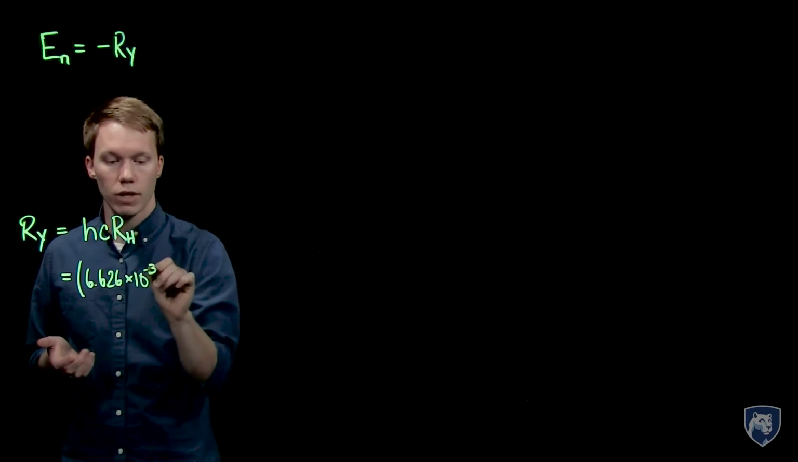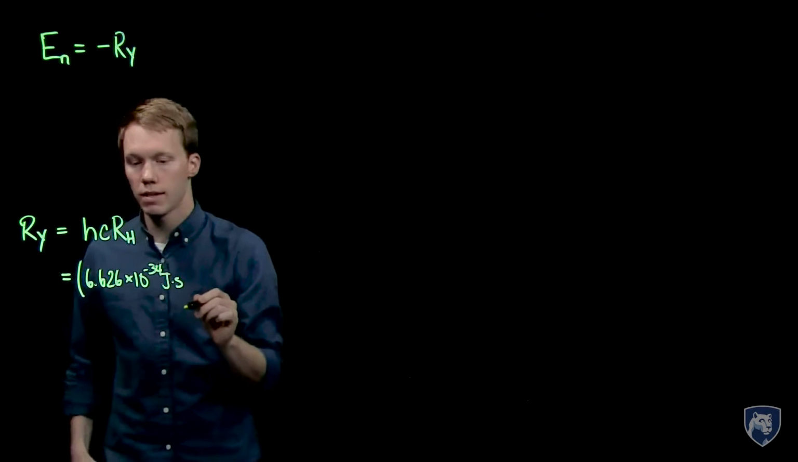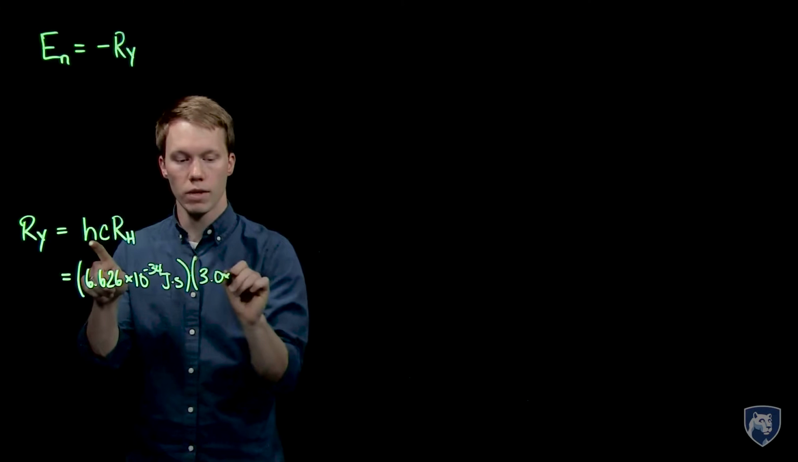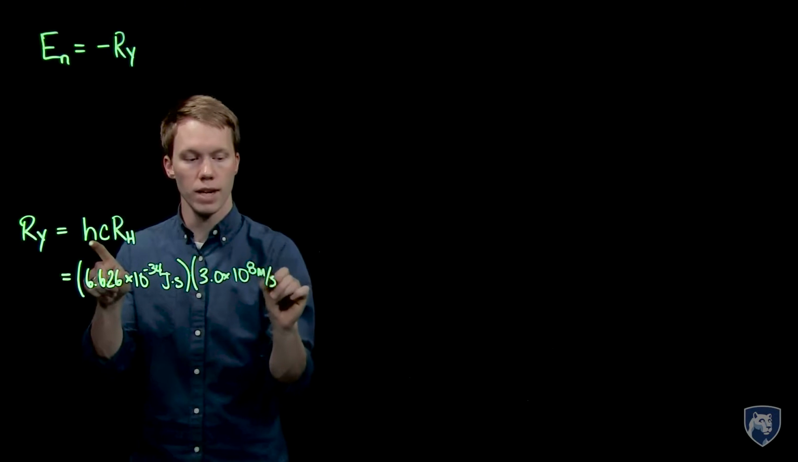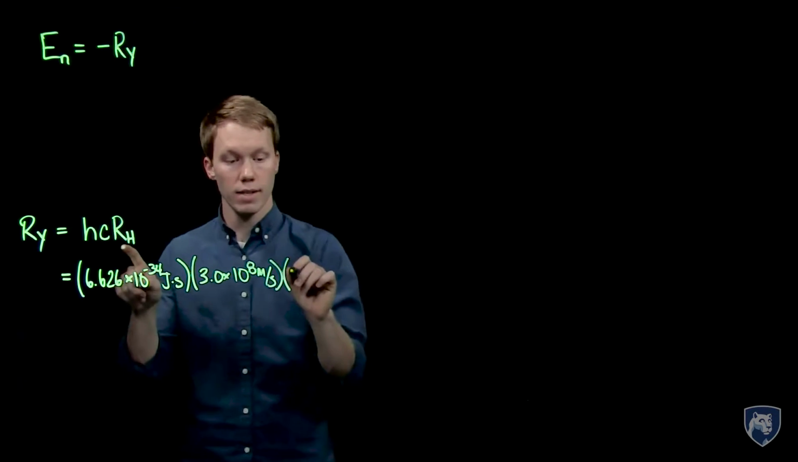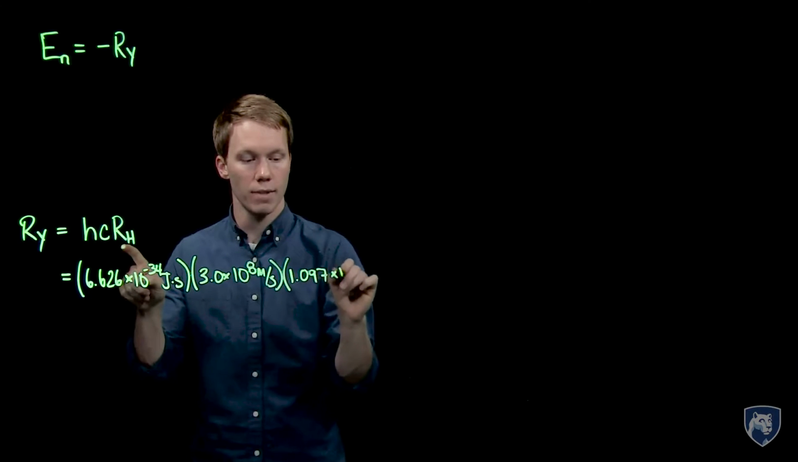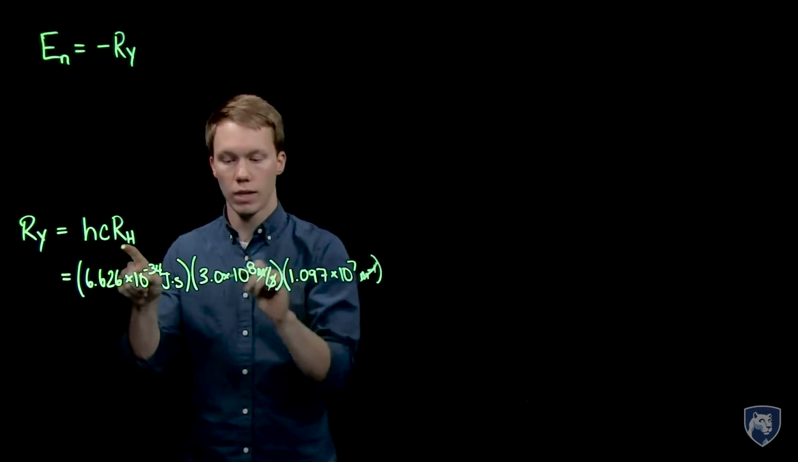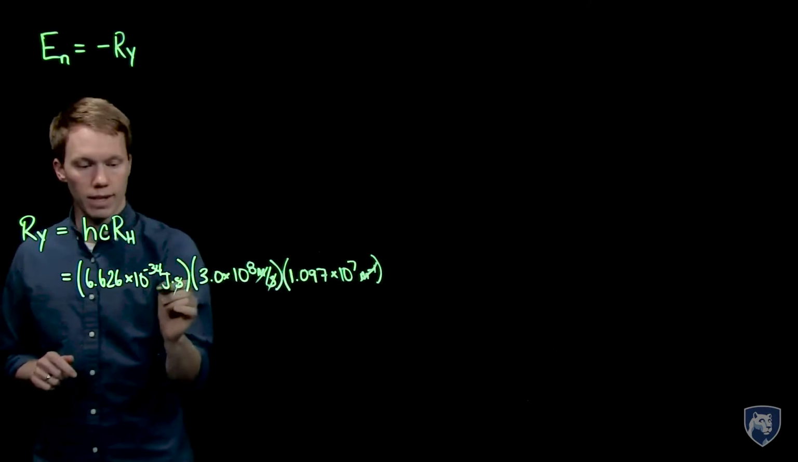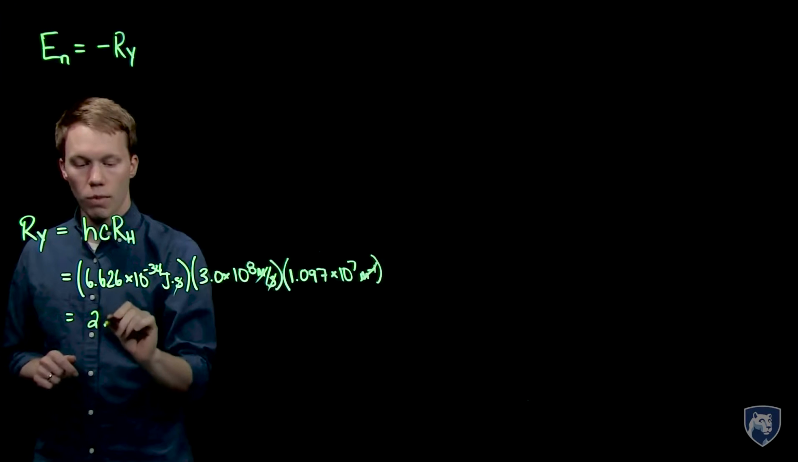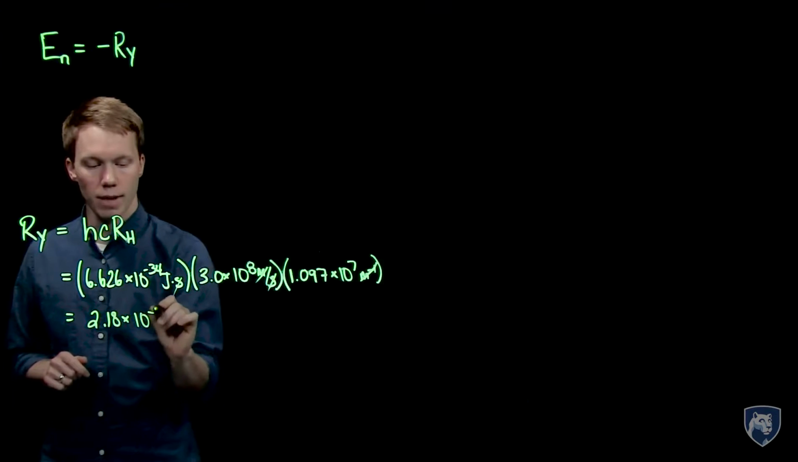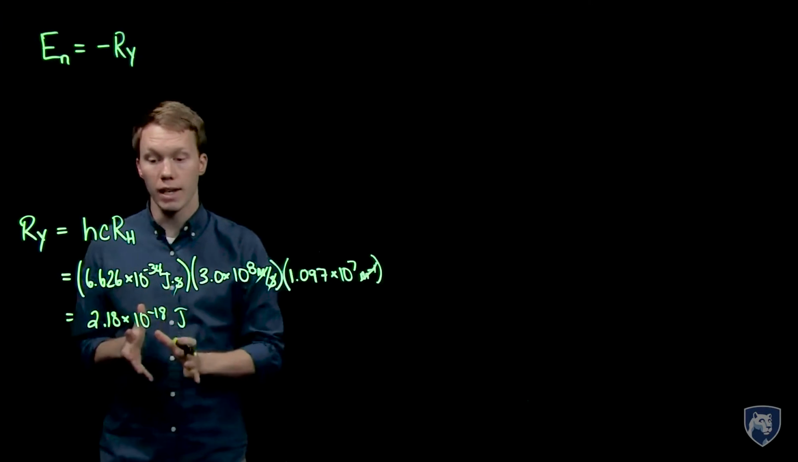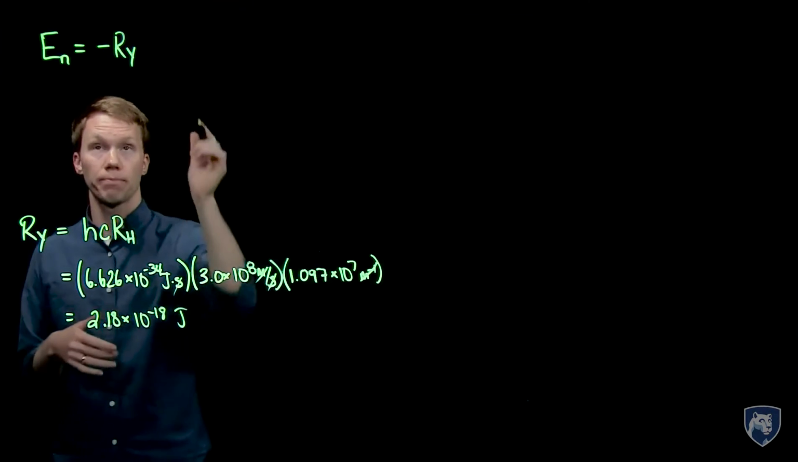6.626 times 10 to the negative 34th joule seconds is the number for Planck's constant, times the speed of light, 3.0 times 10 to the 8th meters per second. And then the Rydberg constant is 1.097 times 10 to the 7th reciprocal meters. So my units will cancel with the exception of joules, and I'll get 2.18 times 10 to the minus 18th joules. So that's a number that you might see pop up here and there. That is the Rydberg unit.